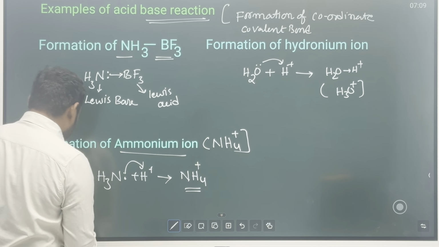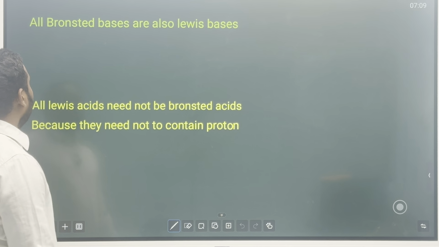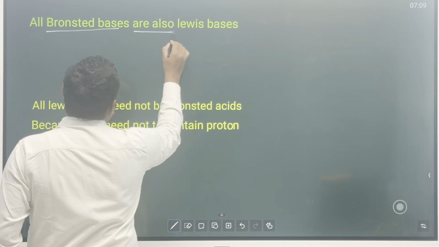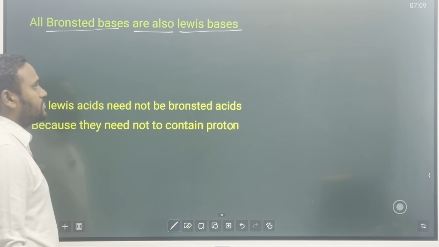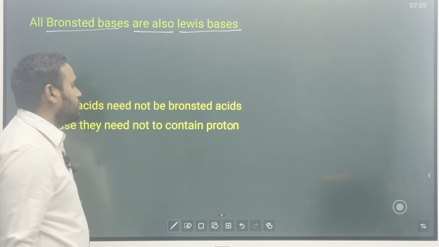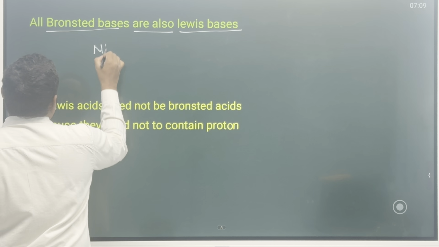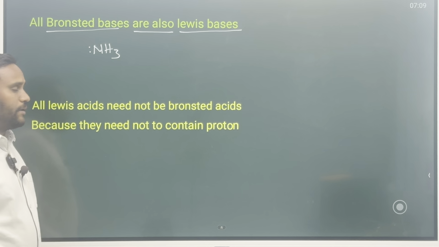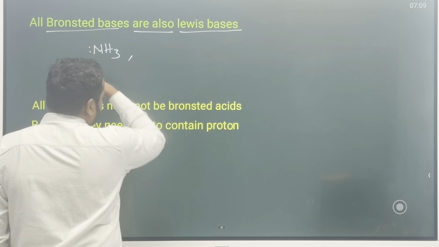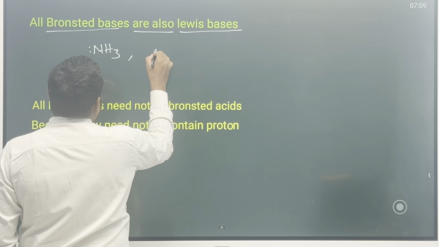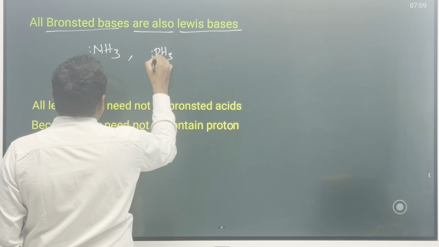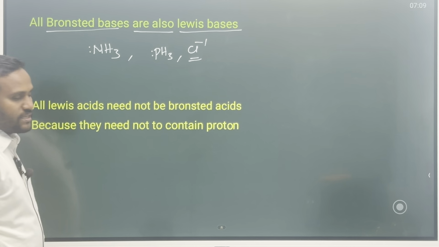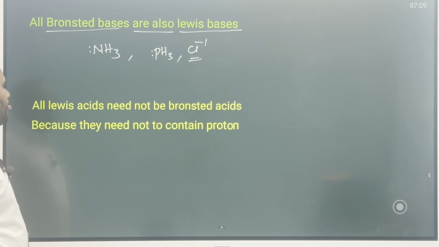Next, see some important points. All Bronsted bases are also Lewis bases. For example, here NH3 you take. It is the Lewis base as well as Bronsted base. And PH3 you take, and Cl- ion you take. So this is the Lewis base as well as Bronsted base.